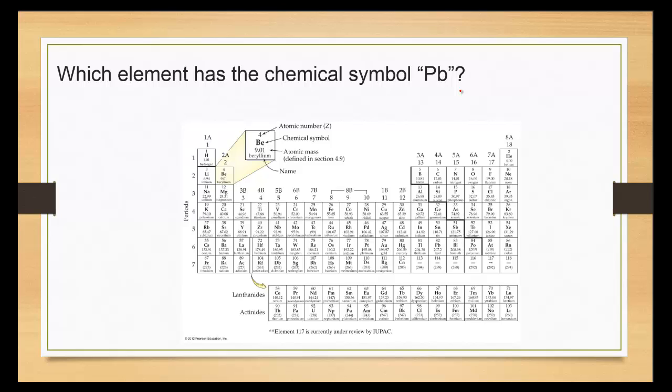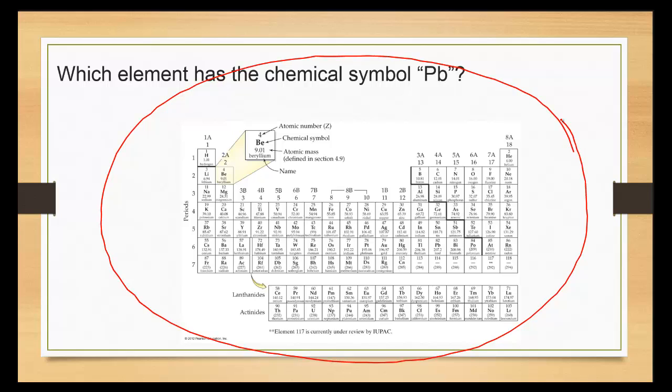So which element has a chemical symbol of Pb? Look on the periodic table for Pb, and you'll find it right here. Notice that not only does it give you the symbol, the atomic number, and the mass, it also tells you written out that it's lead.